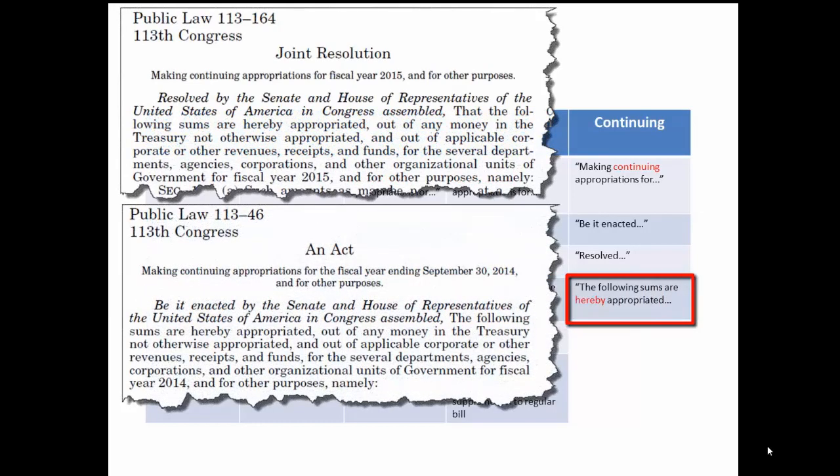The addition of the word "hereby" to the phrase, "The following sums are hereby appropriated," and the added phrase, "and out of applicable corporate or other revenues, receipts, and funds for the several departments, agencies, corporations, and other organizational units of government." This additional language suggests that a CR continues some authorities, like revolving funds, for example, that are not funded out of the general fund, that is, out of any money in the Treasury.